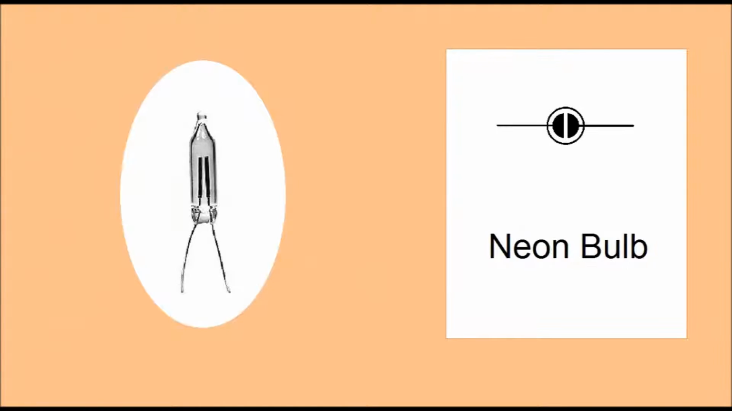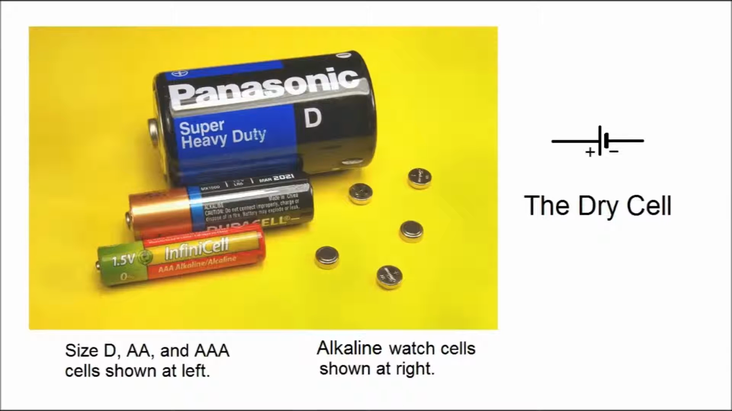This next slide shows a photo of a number of dry cells. We often refer to them as batteries, but strictly speaking, a battery is made up of more than one cell.